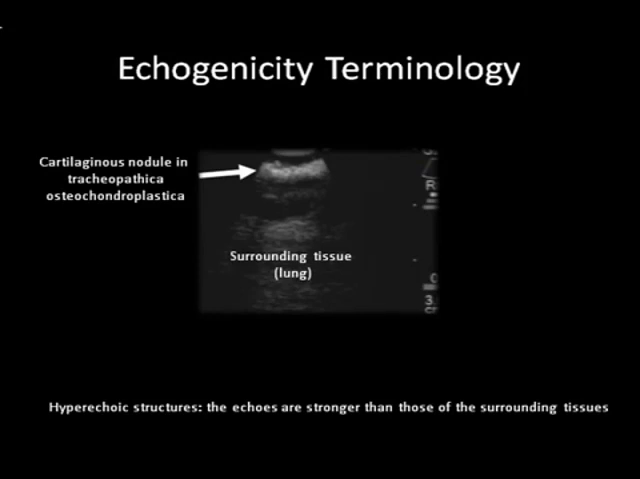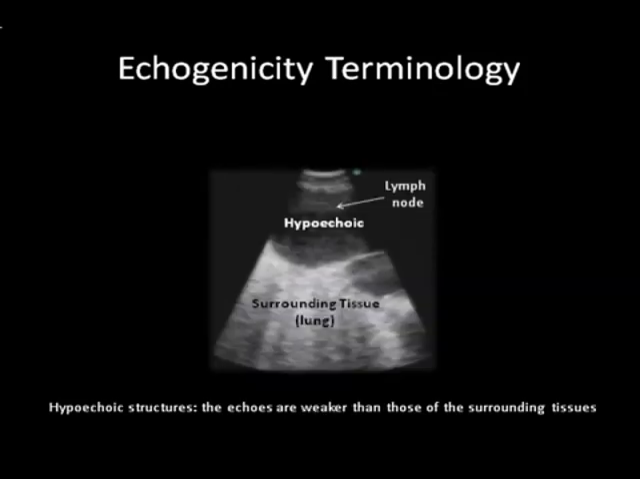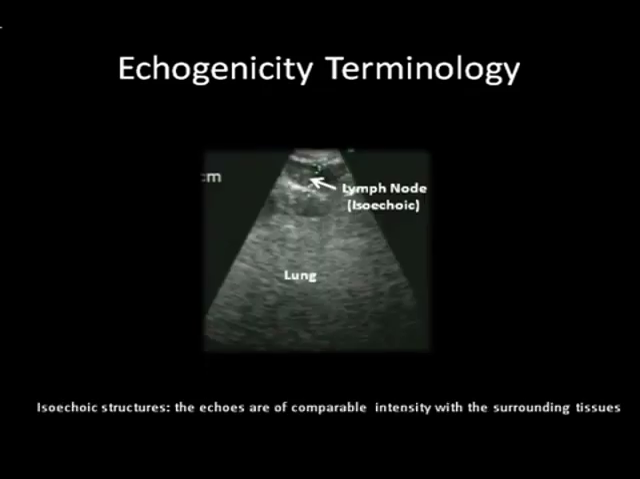When echoes are stronger than those seen in surrounding tissues, the structure is hyperechoic, whereas when echoes are weaker than those from surrounding tissues, the structure is hypoechoic. This lymph node is hypoechoic, but this one is isoechoic because the echoes are of comparable amplitude with the surrounding lung tissue.